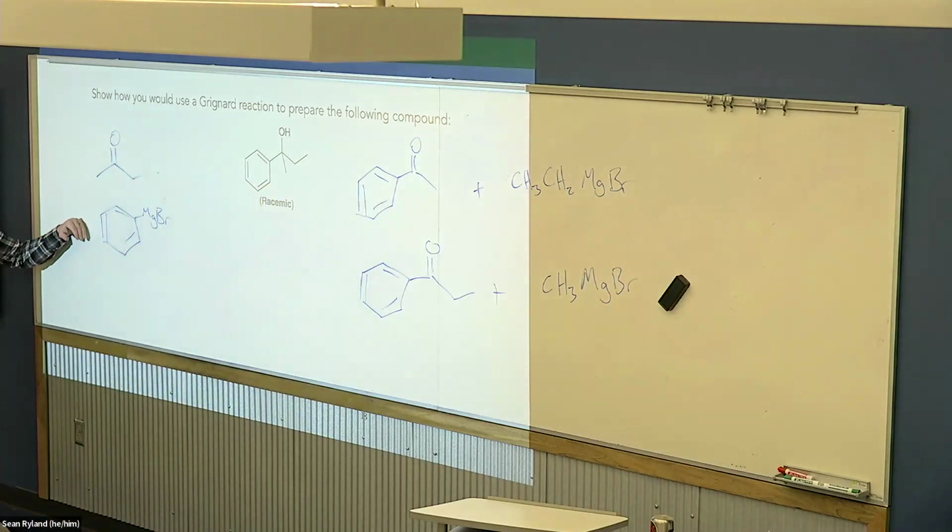These are both really common reagents though. Almost every chem stock room in the world has bromobenzene. And if not, when we get to aromatics, one of the first things we'll learn how to do is put a bromine on regular benzene. So we can make bromobenzene pretty easily, and butanone is really common too.